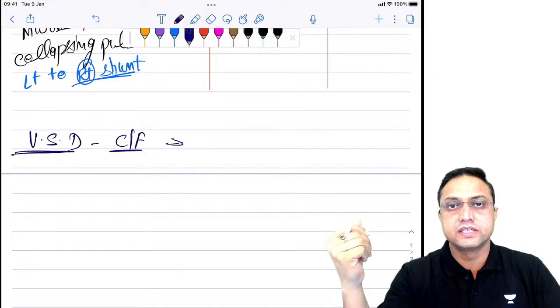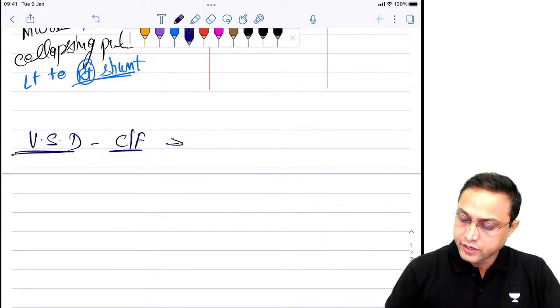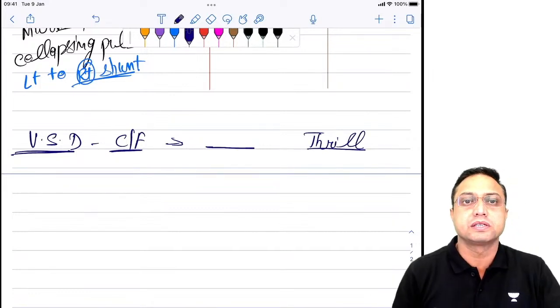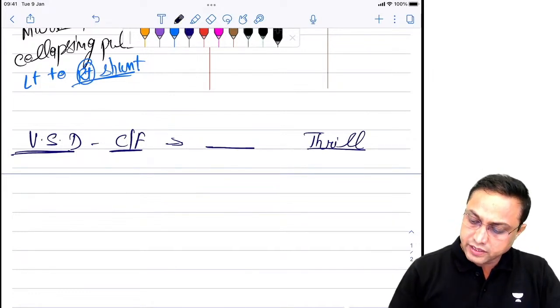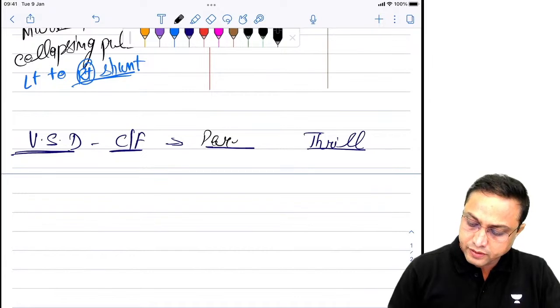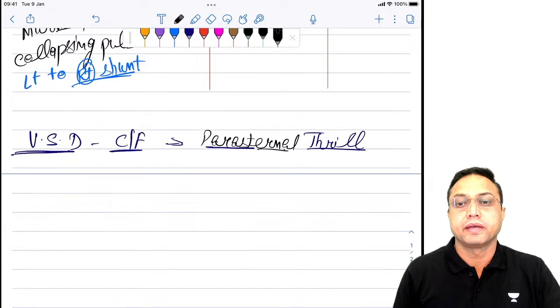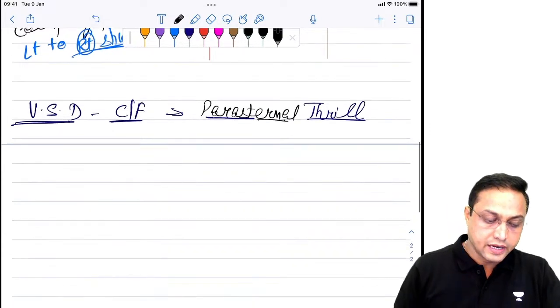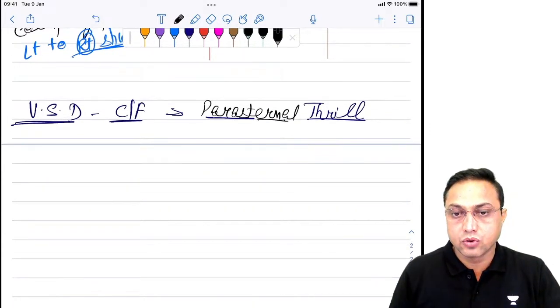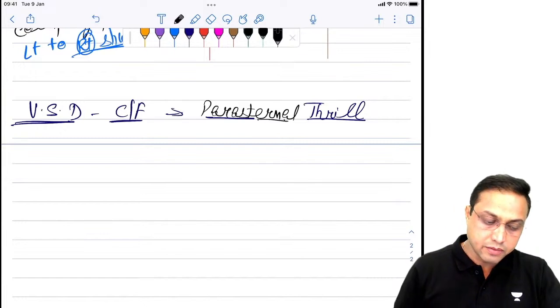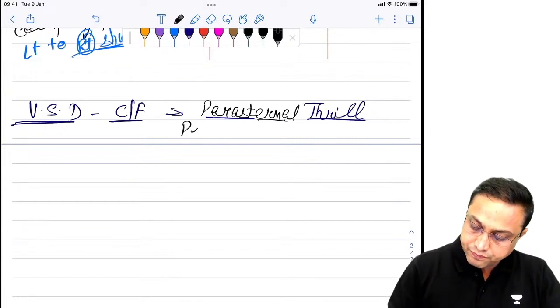Where do we see the thrill? I am just writing dash thrill. Which thrill do we see, and where is the area where we see this thrill? We see this thrill in the parasternal area. In the parasternal area, right? Then yes, murmur. Rohit, you said very well that we see a pansystolic murmur.